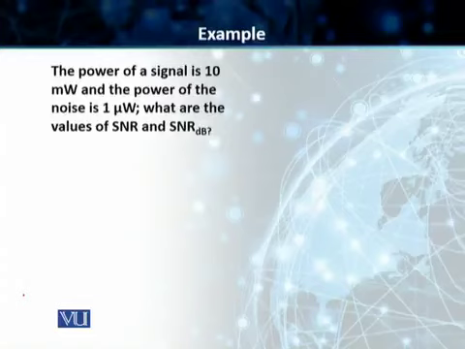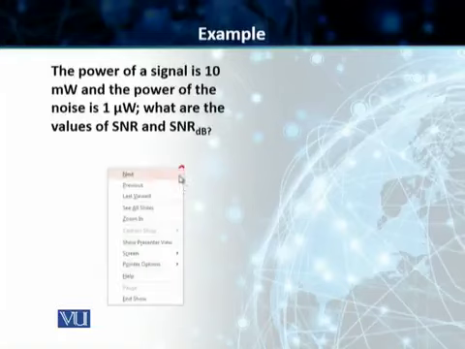Students, we'll look at a couple of examples in which we have to calculate this signal to noise ratio. In the first one, the power of the signal is 10 milliwatts and the power of the noise is 1 microwatt. Both are powers, the units are watts. Students, we need to find out the signal to noise ratio and the signal to noise ratio in decibels. Students, how do we do that?